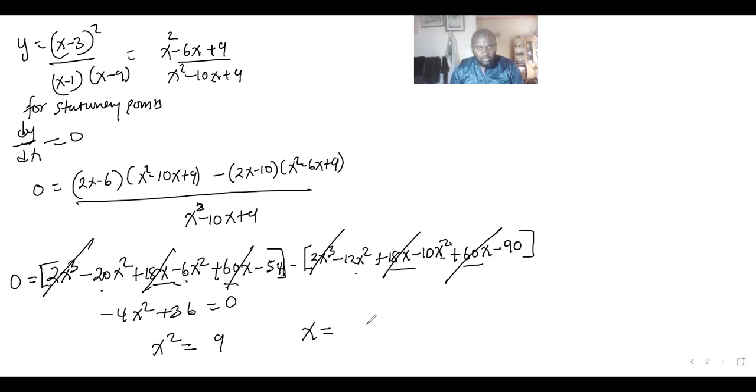X is equal to... wait, am I getting two values? X is plus or minus 3. This brings a very good thing.